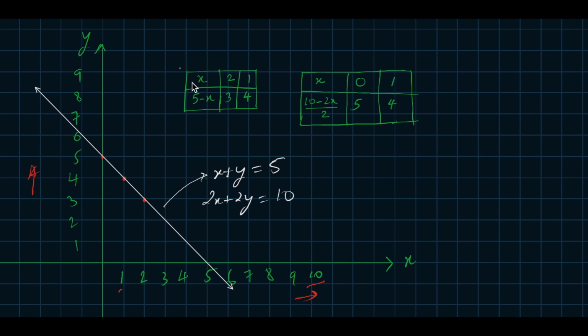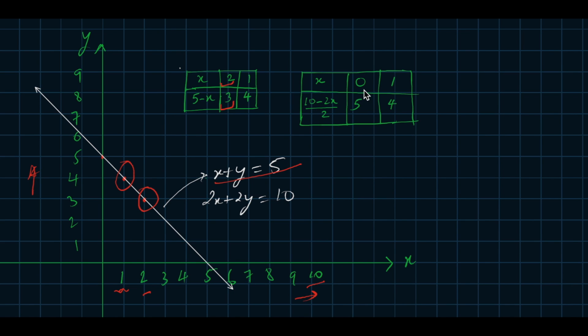Now for x equals 2, y is 3. So this is our first point. Now x equals 1, y is 4. So this is our second point for the equation x plus y equals 5. So this will be the first line.